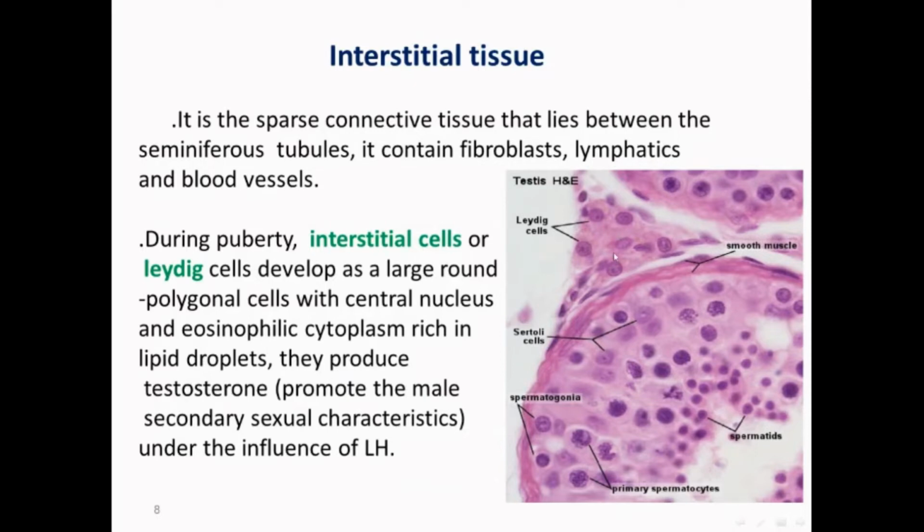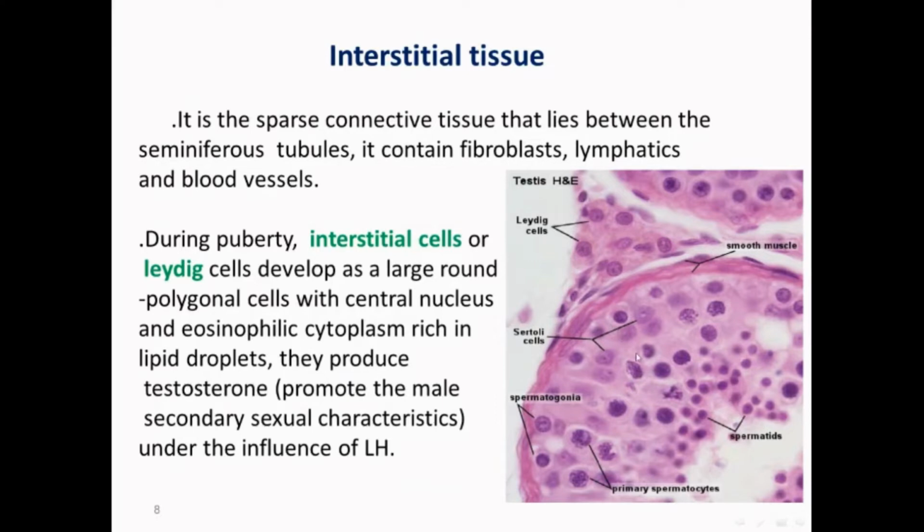The interstitial tissue has blood vessels, lymphatic vessels, fibroblasts, and the most important, the interstitial cells, and they are endocrine cells responsible for the production of testosterone under the influence of LH. The Leydig cells are large with a round central large nucleus and abundant eosinophilic cytoplasm.